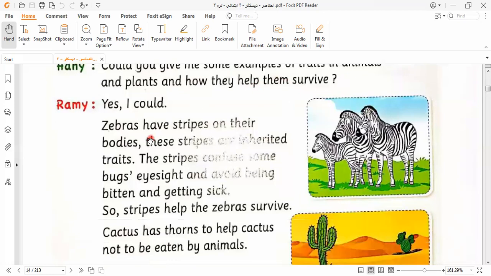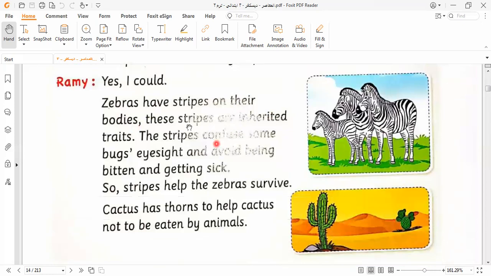Yes, I could. Zebras have stripes like this, stripes on their bodies. Why do they have stripes? These stripes are inherited traits. We know inherited traits before, so I won't explain again. I explained it in the first lesson. Okay?